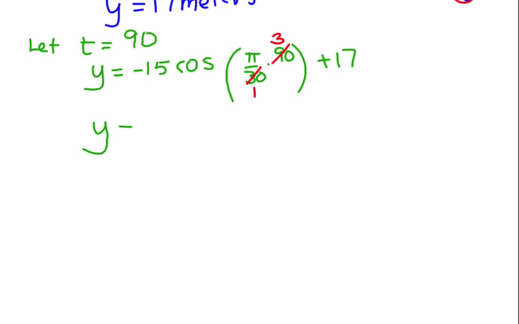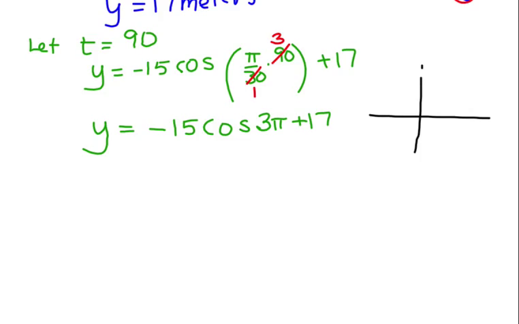All right, so what we get left in that parentheses, 3 times pi is 3 pi, plus 17. Now we need to find out what is the value of 3 pi. Again, heading back to the unit circle. We go around to here, we're at pi. Go around to here, we're at 2 pi now. We have to go around another half a revolution to be at 3 pi.